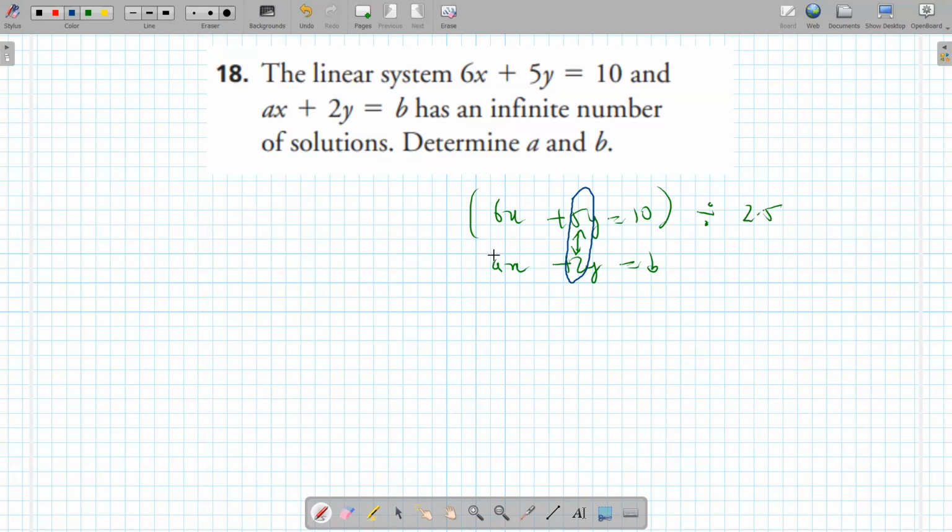That means a is going to be 6 divided by 2.5, and b is going to be 10 divided by 2.5. What's 6 over 2.5? It's 12 over 5. And there you go, that's a and b. Two equations are going to be scalar multiples if they have an infinite number of solutions.